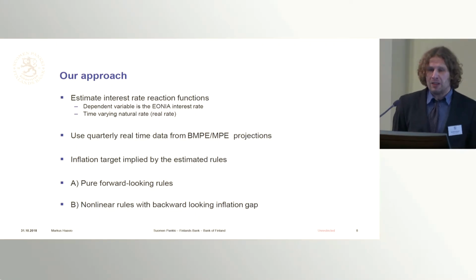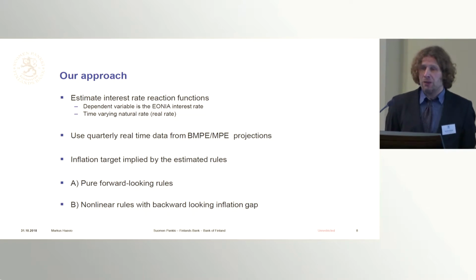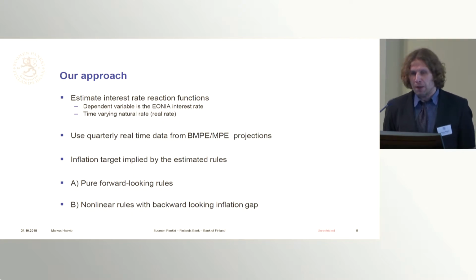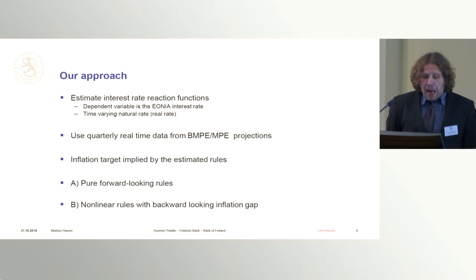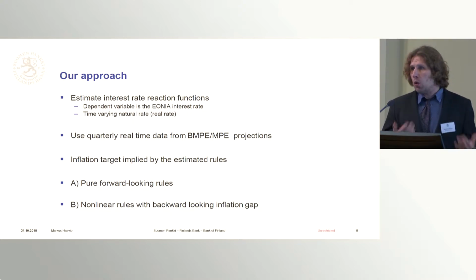So in our approach, we estimate interest rate reaction functions where we have used as a dependent variable the Eonia interest rate, and we also have the time-varying natural interest rate. We basically use as proxies the yields of German bonds. These are safe assets. And we use real-time quarterly data from the Eurosystem projection or forecasting exercises, the very same data, or an important part of the information, that the Governing Council has been using when they have molded monetary policy. We estimate the inflation target using very simple and standard purely forward-looking rules, using only the forecast information.